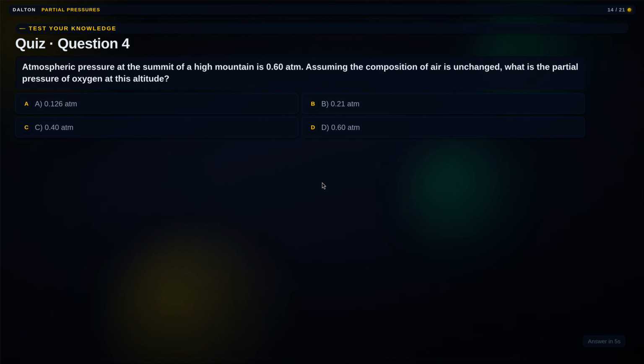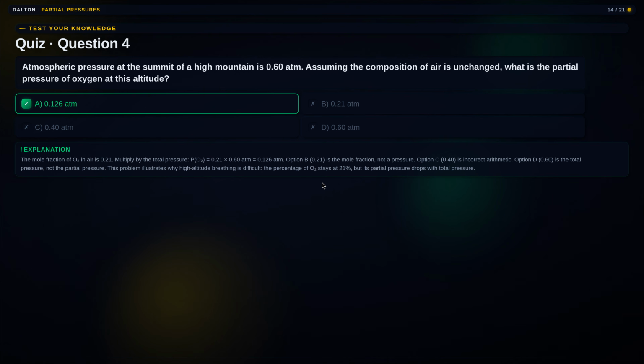Option C is incorrect arithmetic. Option D is the total pressure, not the partial pressure. This problem illustrates why high-altitude breathing is difficult. The percentage of oxygen stays at 21%, but its partial pressure drops with the total pressure.